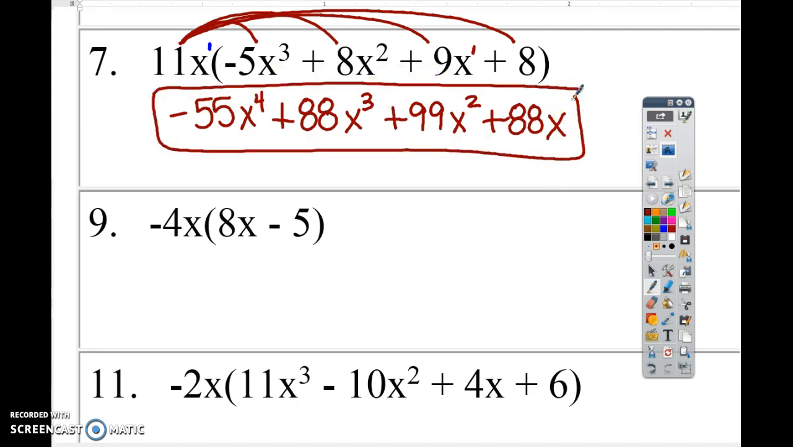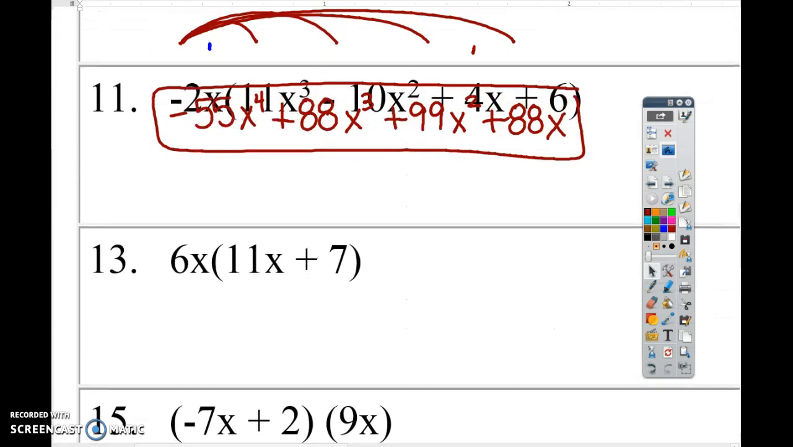I'm only going to do one more with you, but remember you're doing the whole front page, all of them, and then the whole back page as well.